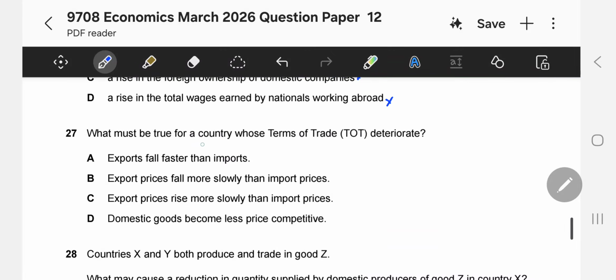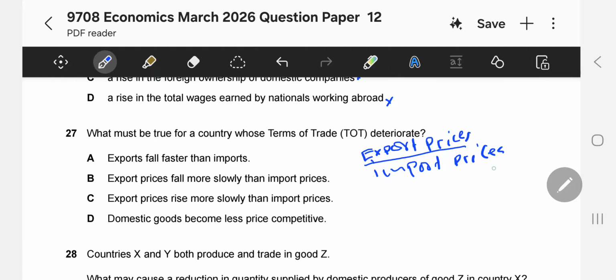What must be true for a country whose terms of trade deteriorate? If terms of trade deteriorate, this is going to be an average weight of export prices divided by the average weight of import prices. So if it's going to deteriorate, the import prices need to be rising faster than export prices. So let's look for that.